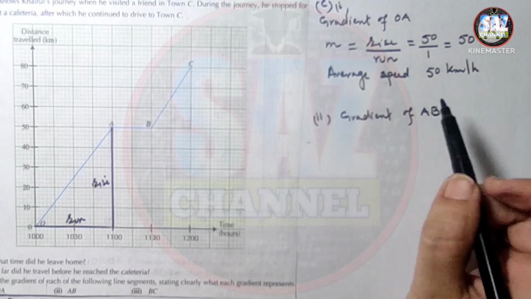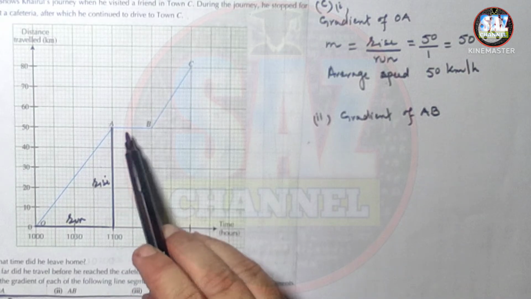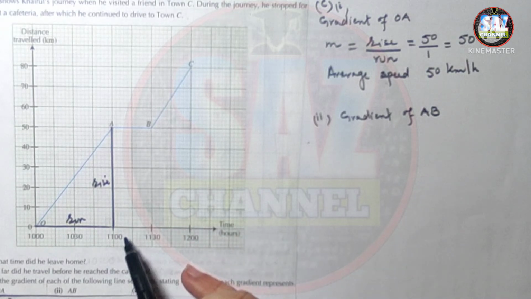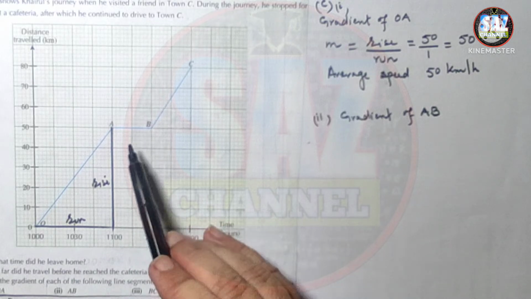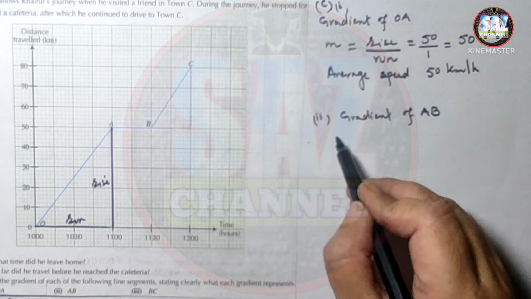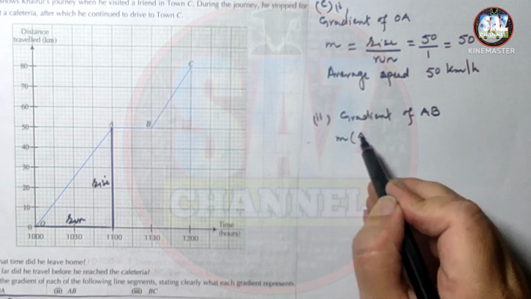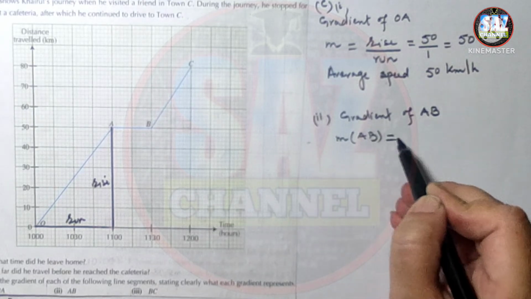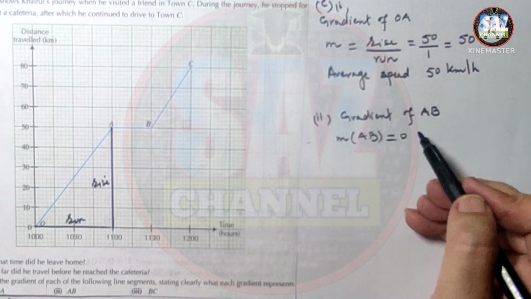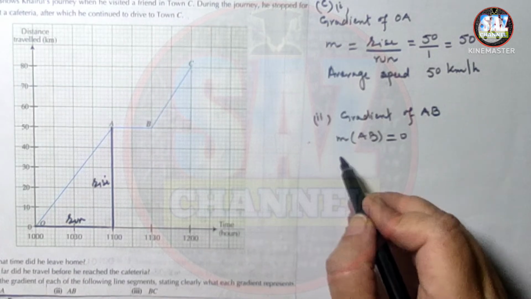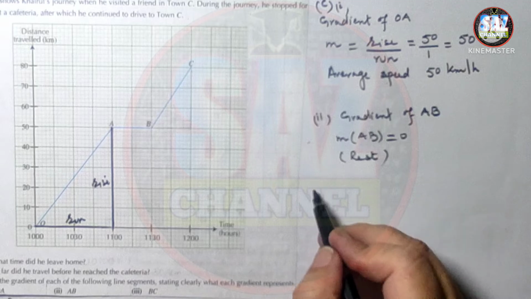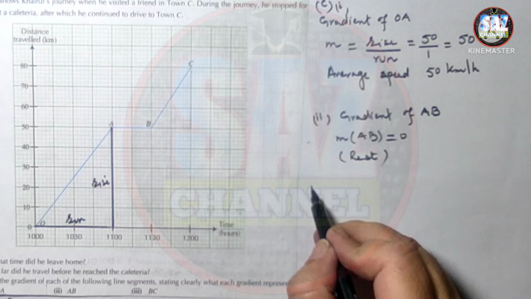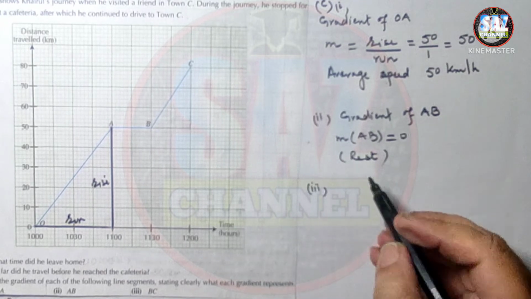Now do observe the graph carefully, that A to B is the line which is parallel to the x-axis. This is the horizontal line, and all the horizontal lines have the gradient 0. So the gradient of AB equals 0. And what does this represent? This represents the rest condition. Rest. Okay, and moving to C part, that is the gradient of BC.